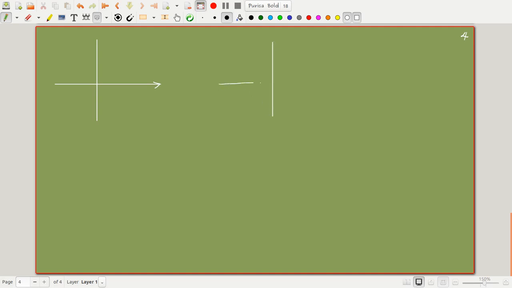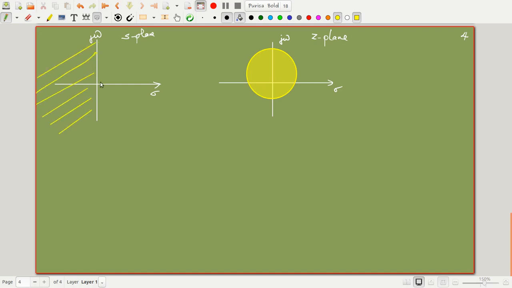So we have the Z plane and the S plane. This is sigma, this is j omega, this is sigma and this is j omega. All the things to the left of the imaginary axis have been mapped onto the inside of the unit circle, the imaginary axis has been mapped onto the unit circle, and the right of the imaginary axis is mapped onto the outside of the unit circle.